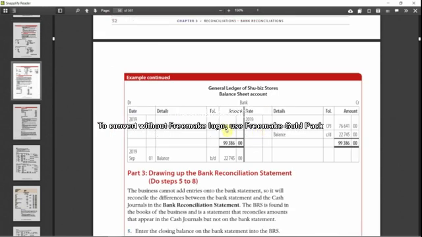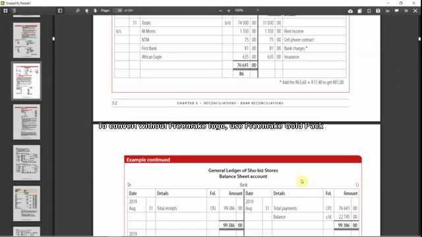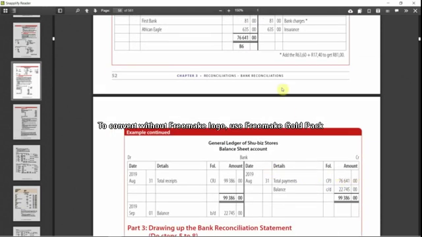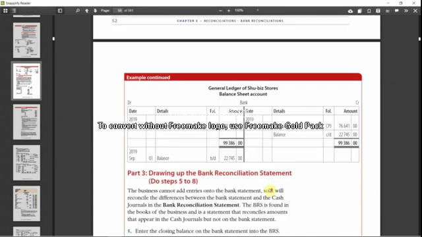So we have total receipts of the 99,386. Similarly, for the cash payments journal, we have the total payments of 76,641. And now we can balance our bank account. So we can see our bank account has a debit balance. Now this debit balance is the balancing figure of our bank reconciliation statement.